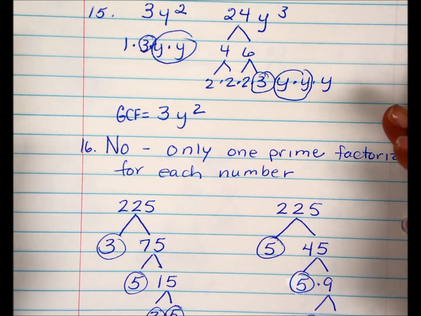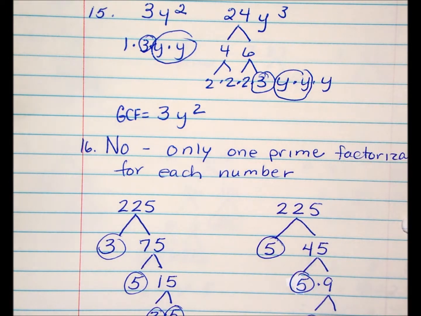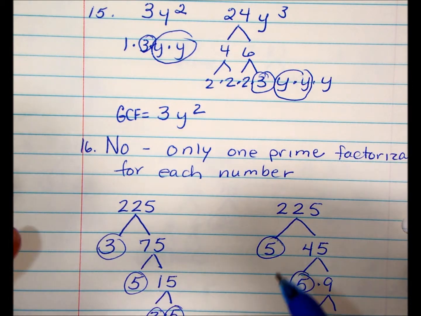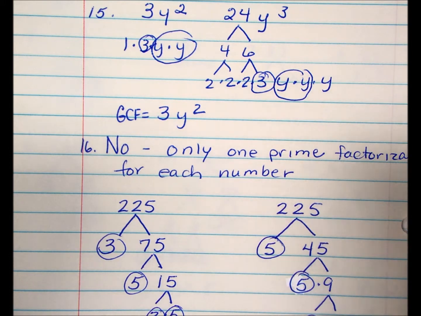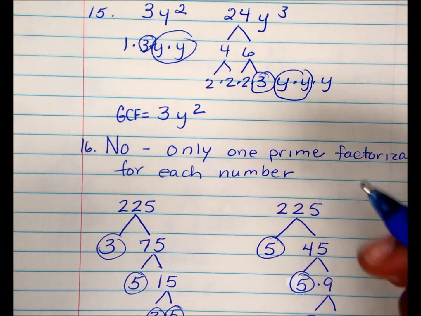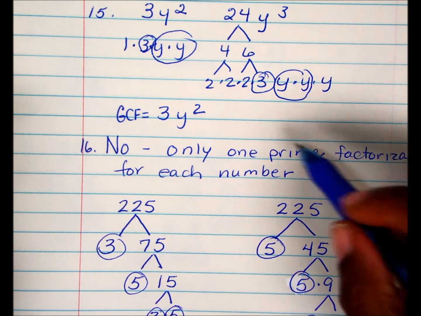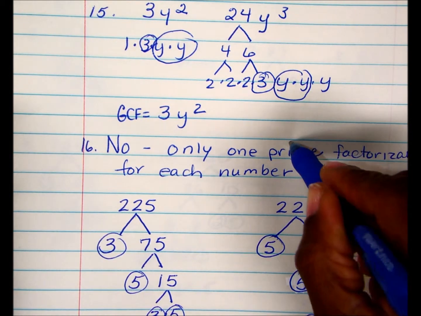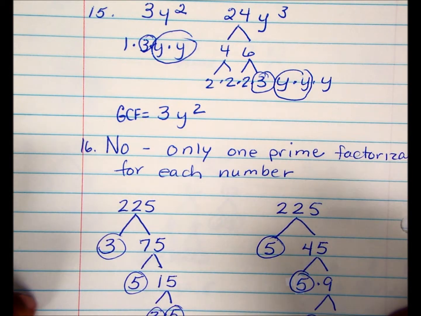Now, the question it asked you was, it said that one student started with 3 and one student started with 5. Will they get the same answer? And the answer is, of course, yes, they will get the same answer, because there is only one prime factorization for each number. So it doesn't matter how you start, you'll still end up in the same place.